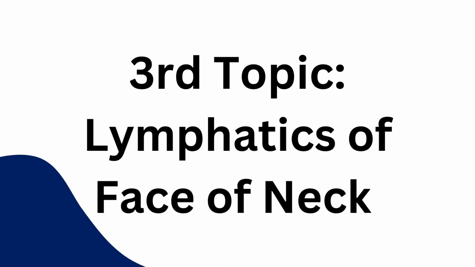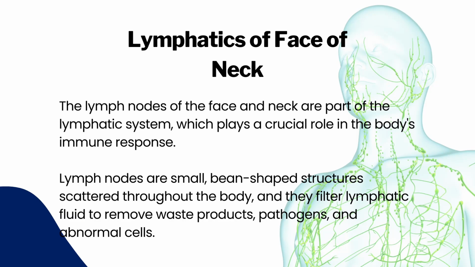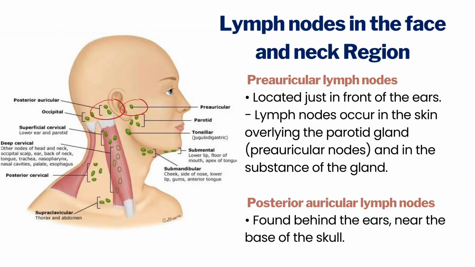The third topic is lymphatics of face and neck. The lymph nodes of the face and neck are part of the lymphatic system, which plays a crucial role in the body's immune response. Lymph nodes are small bean-shaped structures scattered throughout the body, and they filter lymphatic fluid to remove waste products, pathogens, and abnormal cells.